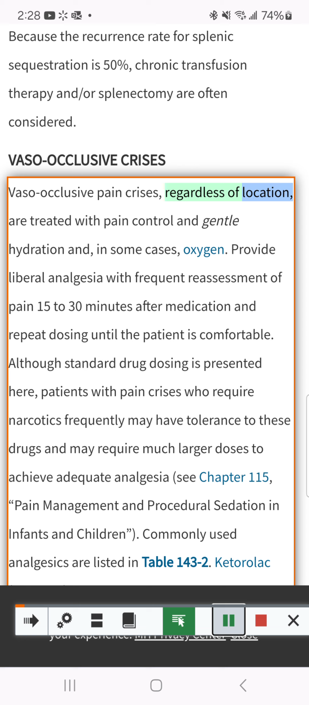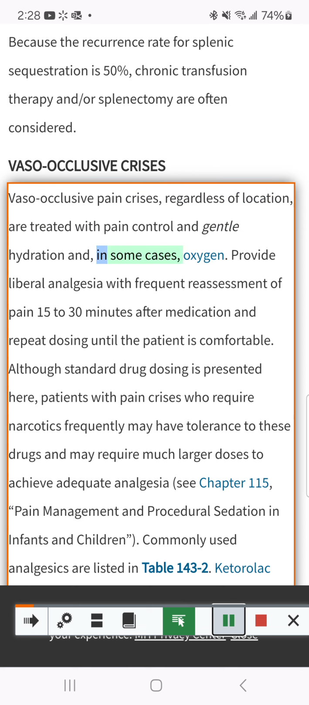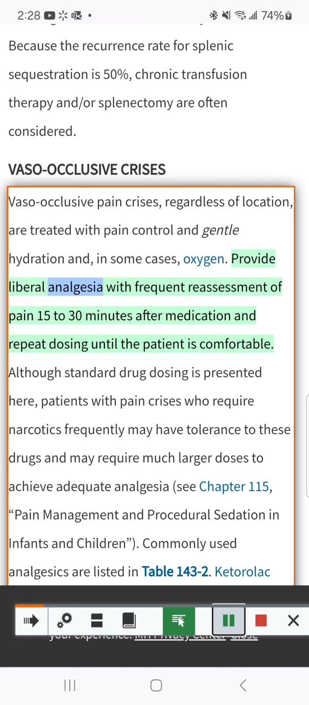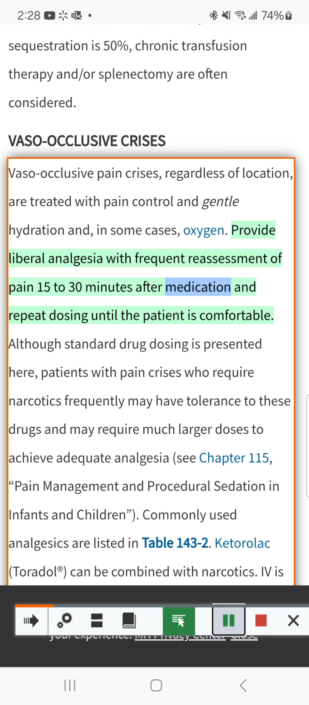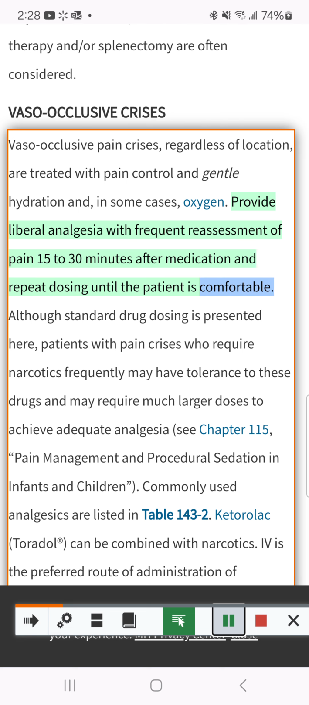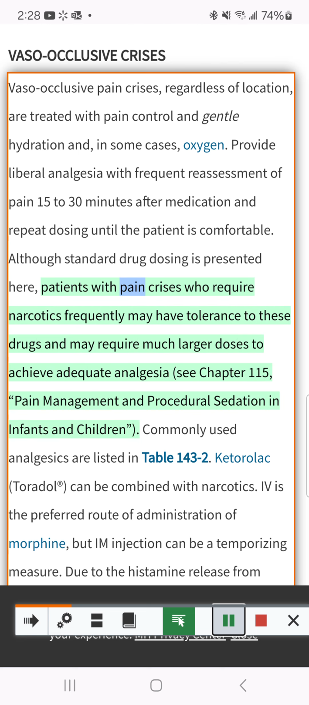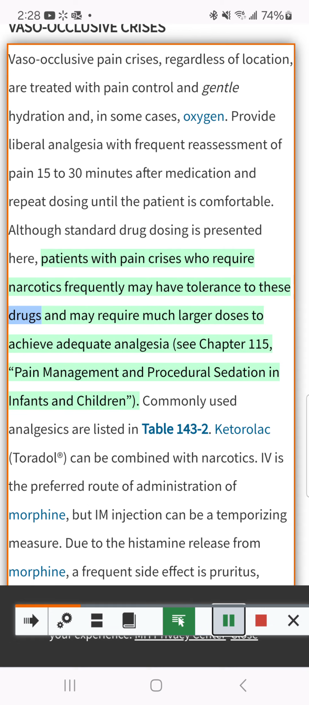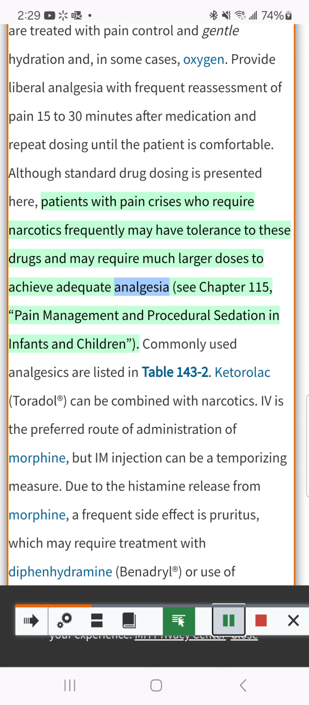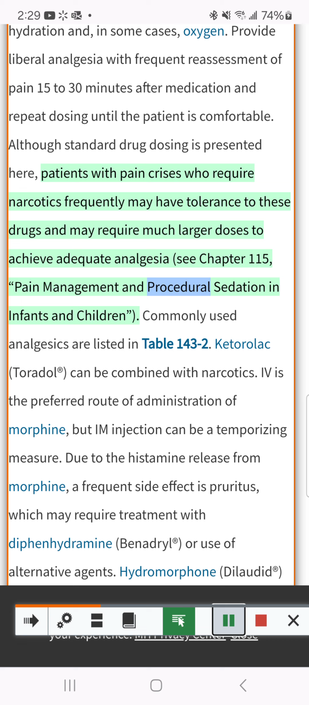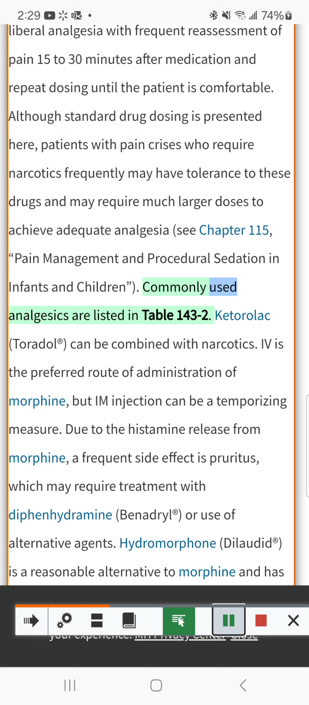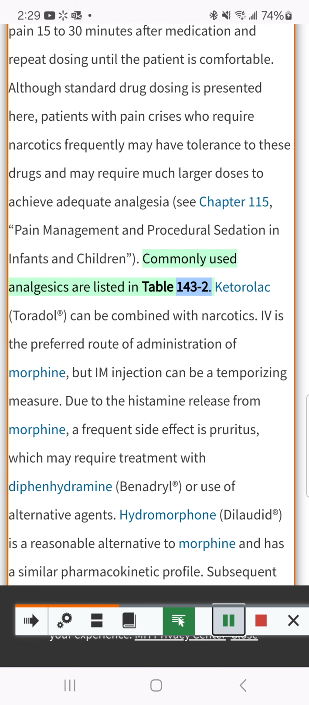Vaso-occlusive pain crises, regardless of location, are treated with pain control and gentle hydration and, in some cases, oxygen. Provide liberal analgesia with frequent reassessment of pain 15 to 30 minutes after medication and repeat dosing until the patient is comfortable. Although standard drug dosing is presented here, patients with pain crises who require narcotics frequently may have tolerance to these drugs and may require much larger doses to achieve adequate analgesia. See Chapter 115, Pain Management and Procedural Sedation in Infants and Children. Commonly used analgesics are listed in Table 143-2.